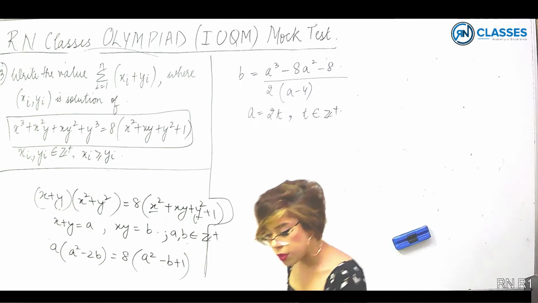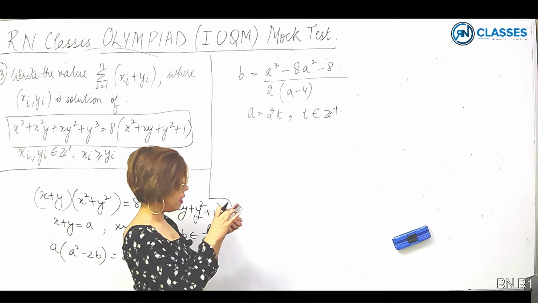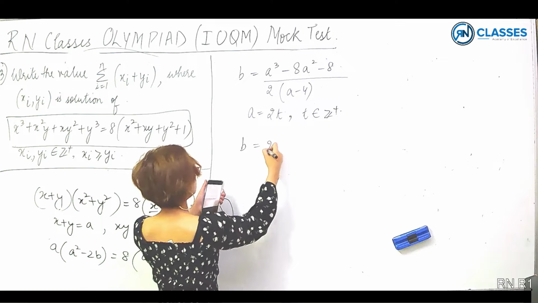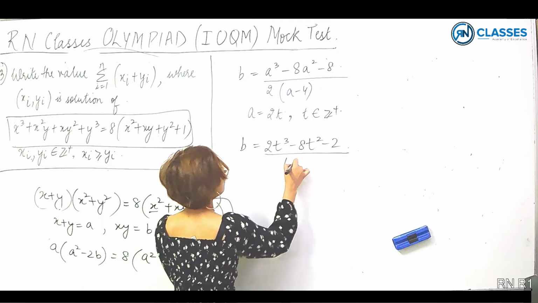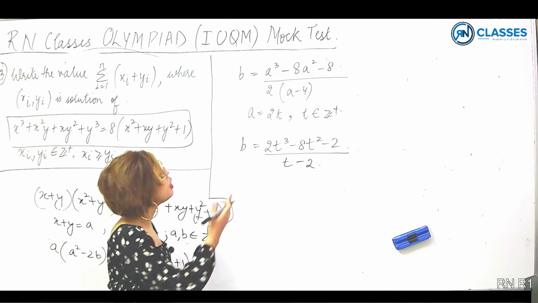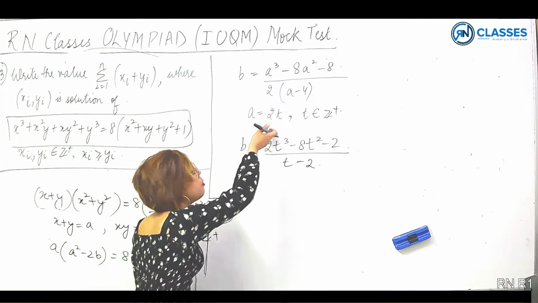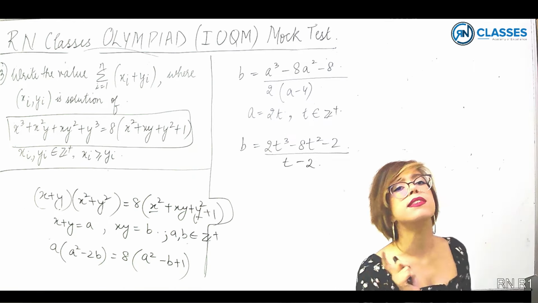Right? Just substitute it and we will get the equation as I have written down somewhere. We will get b as 2t cube minus 8t square minus 2, whole divided by t minus 2. Now you will say, what is the point? You have introduced 2t, it doesn't matter. Again, numerator is there, denominator is there. I have to make sure that b is an integer.